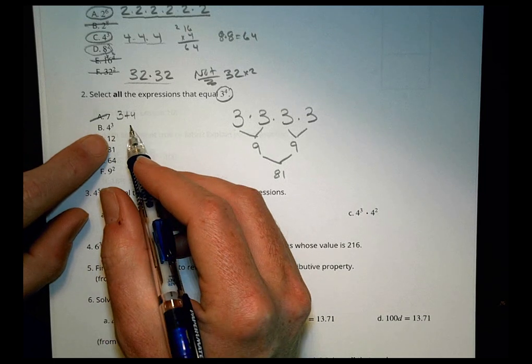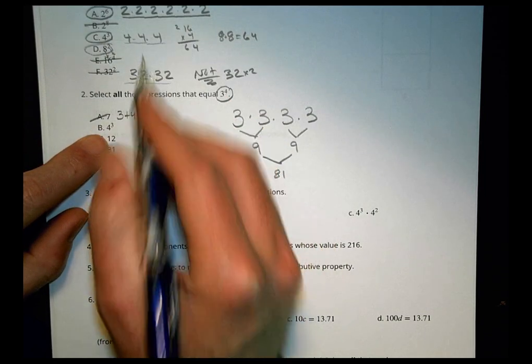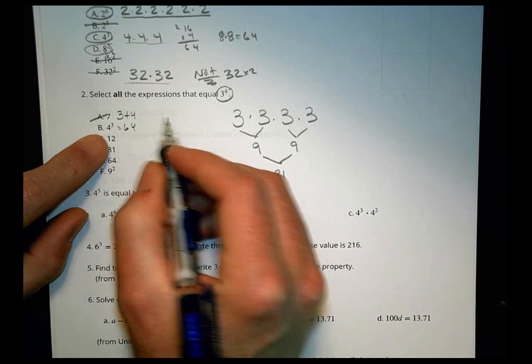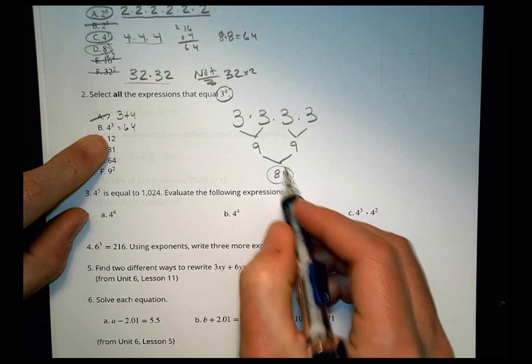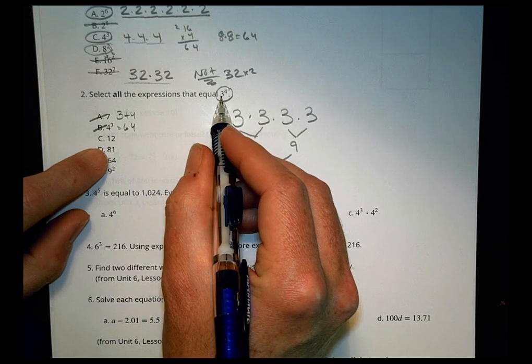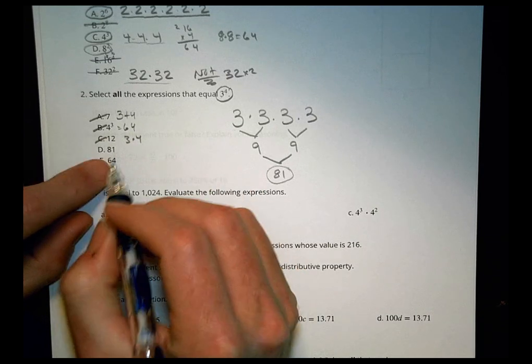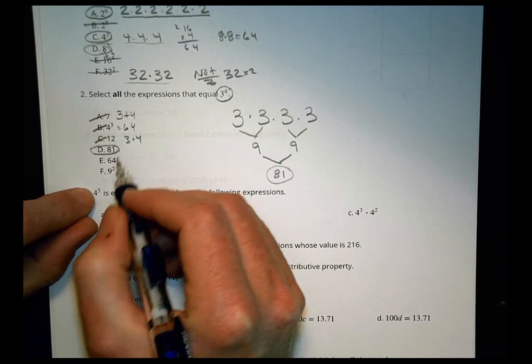4 to the 3rd power. We just did 4 to the 3rd power up here, and 4 to the 3rd was what? 64. So that equals 64, and we want 81. So that's a no. 12. How would you get 12? Well, that would be a mistake if you did 3 times 4, right? So no. 81, definitely what we're looking for.